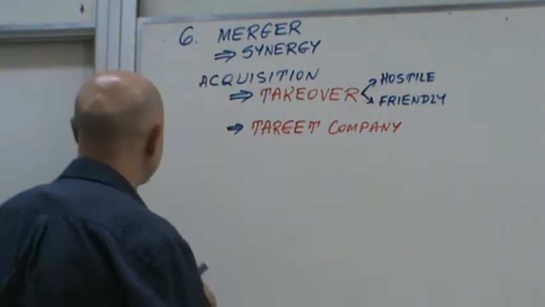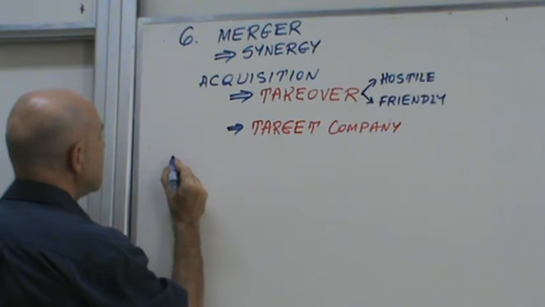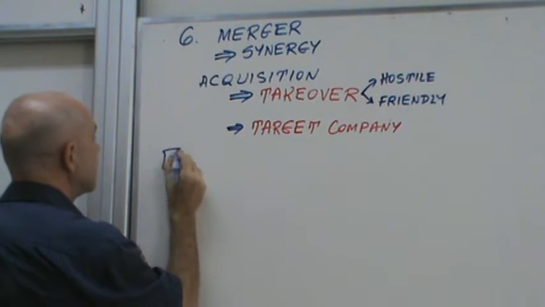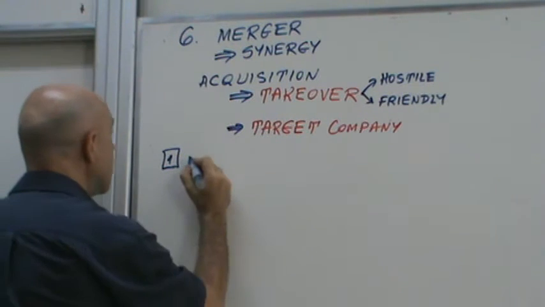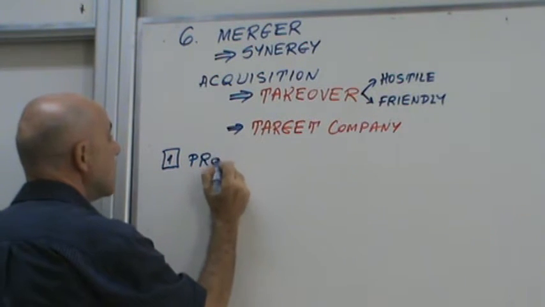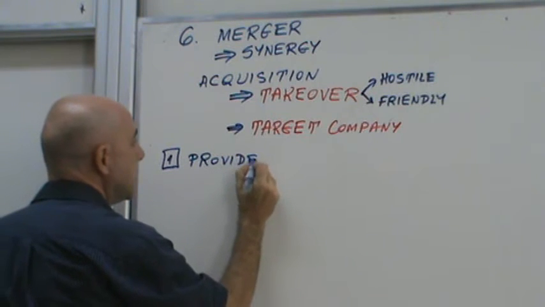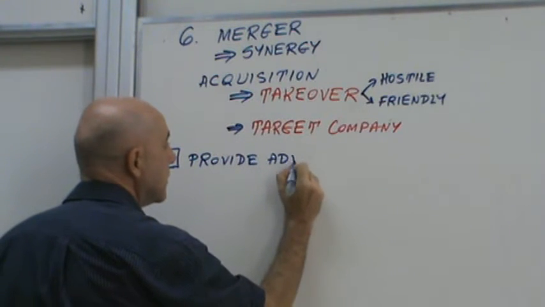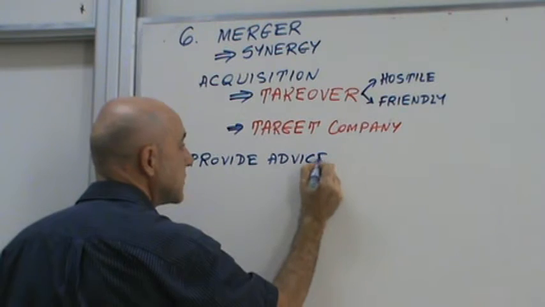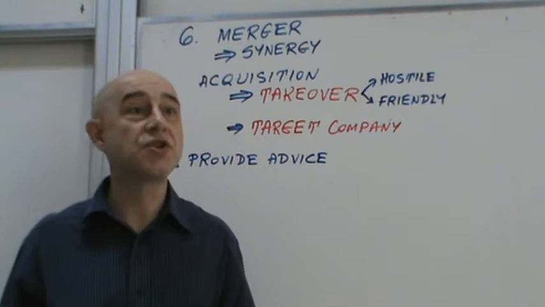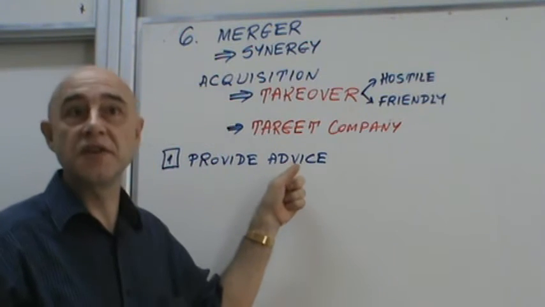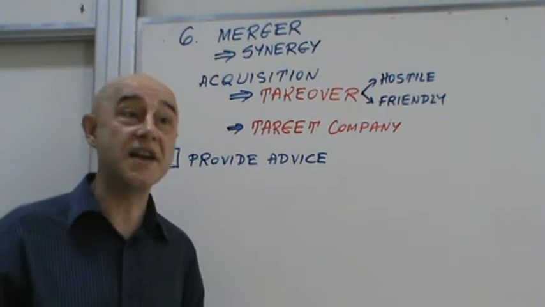Let's see what else we got here. So, what do the investment banks do? Number one, provide advice. So, the main function in mergers and acquisitions for an investment bank is to provide advice.